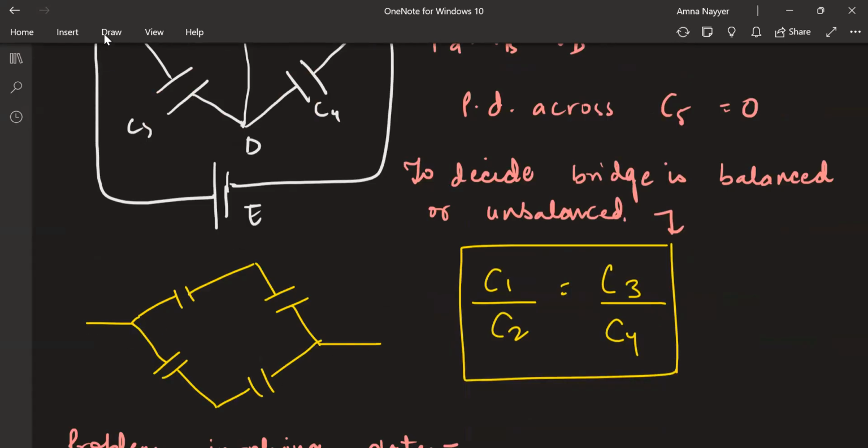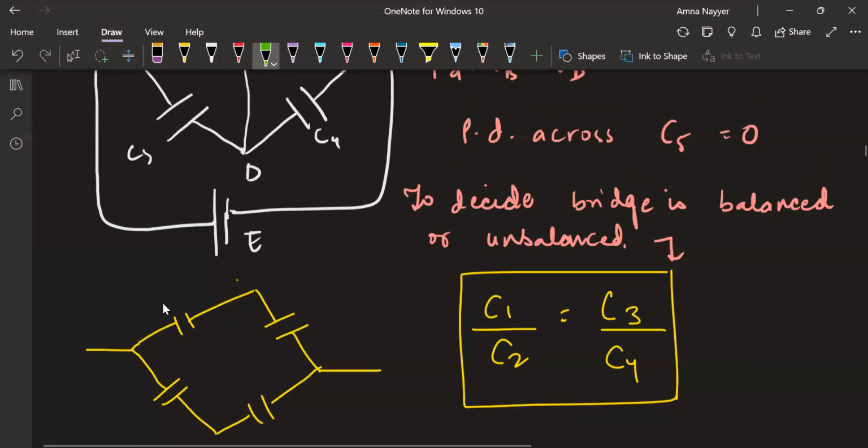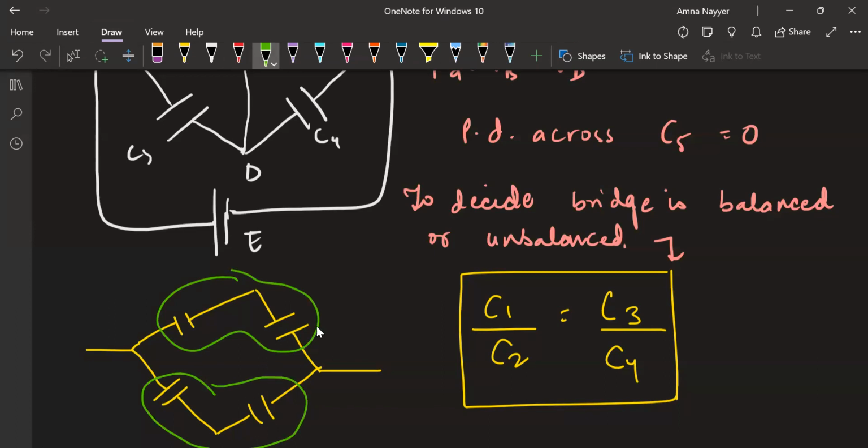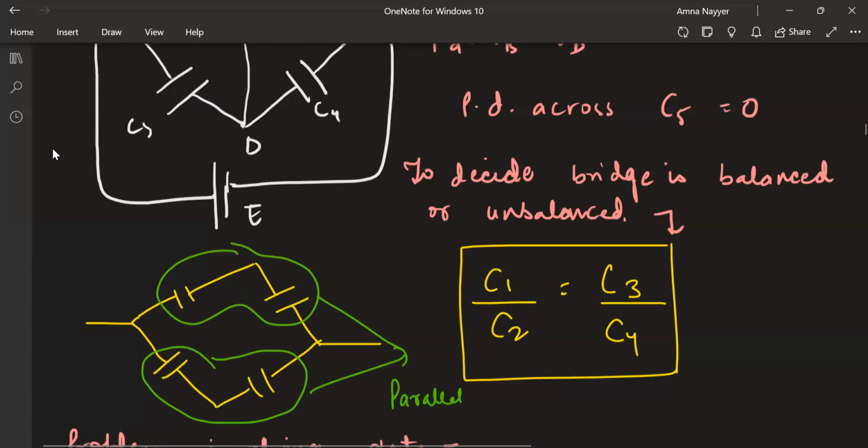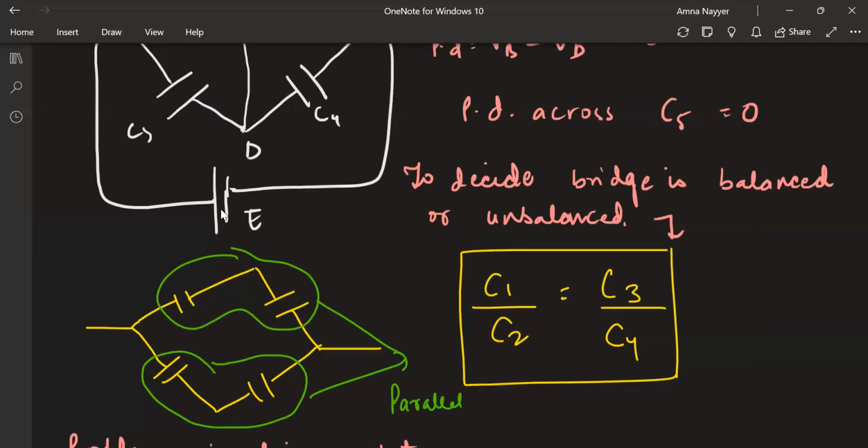These two are connected. Look, can't you solve it like this? These two are connected in series, these two are connected in series, and their resultants are connected in parallel. Understood this? I'm just doing it in brief.